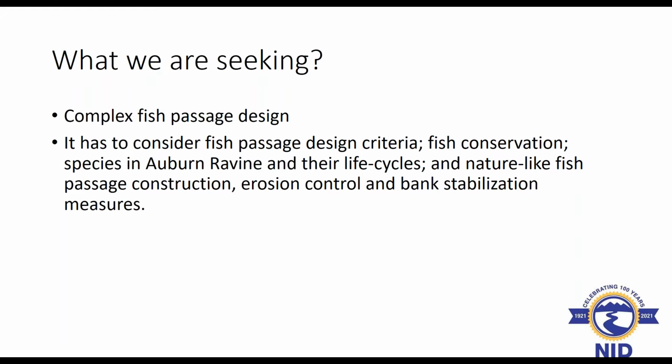So what are we seeking? We're looking at really a complex fish passage design. We have to consider the fish passage design criteria. We need to look at fish conservation and the type of species within Auburn Ravine and their life cycle. We're looking to put in a natural-like fish passage. And because of the years in which we've been impounding water, since we're opening that up, we want to make sure we put in erosion control measures and bank stabilization, stuff that's going to look really natural for Auburn Ravine.